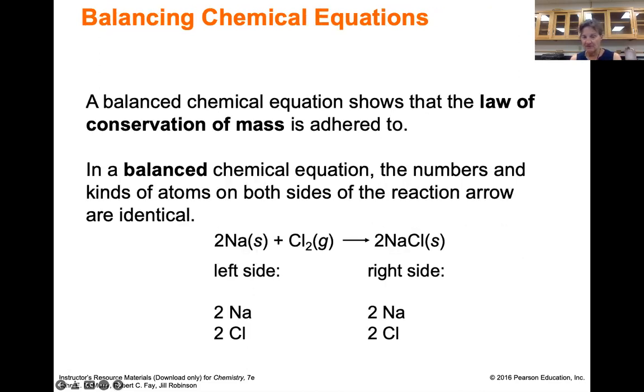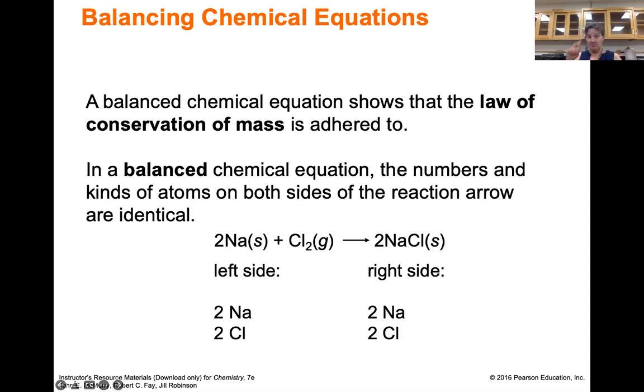So first thing we have to do when we want to decide how much we need to mix, for example, in this reaction, how much sodium would we have to mix with a quantity of chlorine in order to make it all into sodium chloride? And so before we could even answer that question, this reaction has to be balanced. So here it's showing you a balanced equation where 2 sodium atoms react with 1 diatomic chlorine molecule. And from that, you make 2 ionic formula units of sodium chloride.